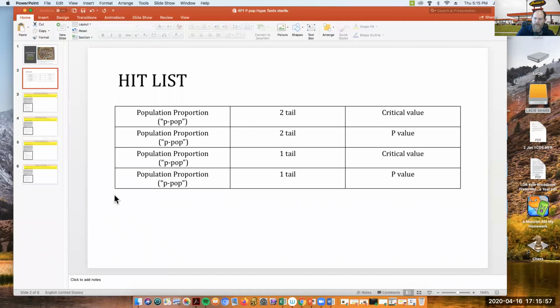All right, here's what we're about to do. Here's our hit list for tonight. We're going to do these four things, and we're just going to take it very slow and deliberate and ask questions along the way and so on and so forth.